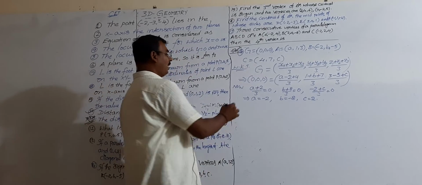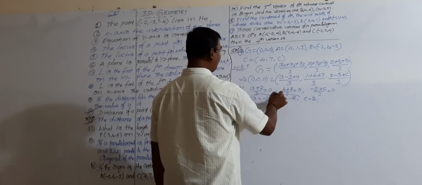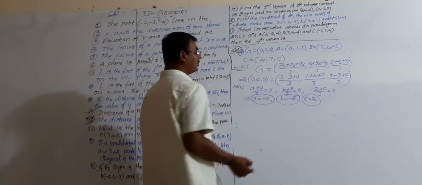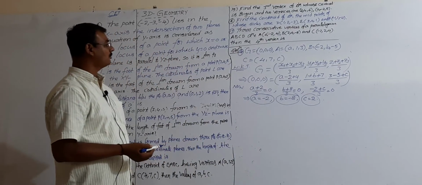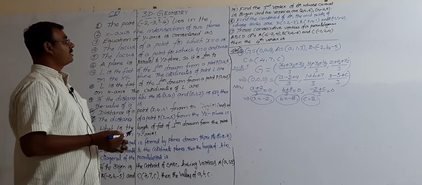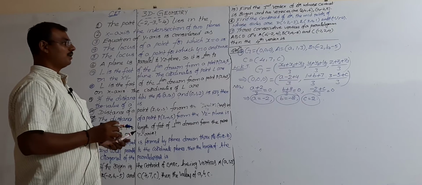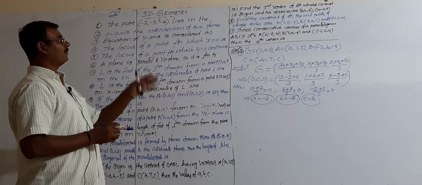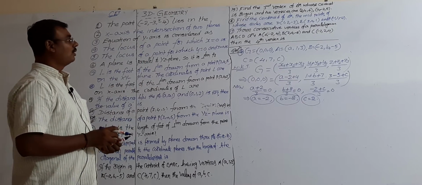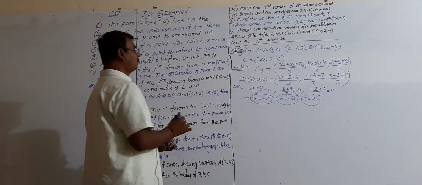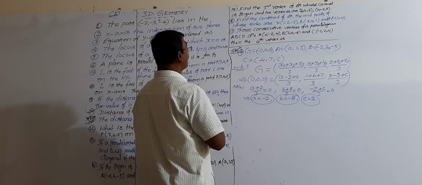Hence, a is minus 2, b is minus 8, c is plus 2. Clear? This is the 14th question problem. Shall we find the 15th question? Okay, we are going to the 15th question problem.